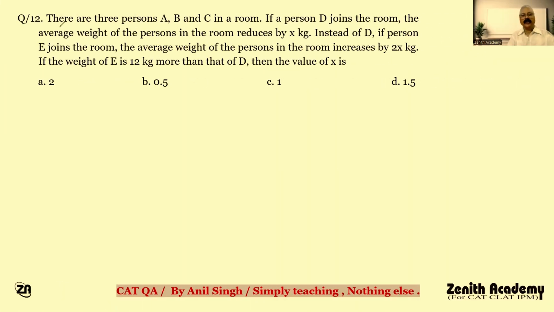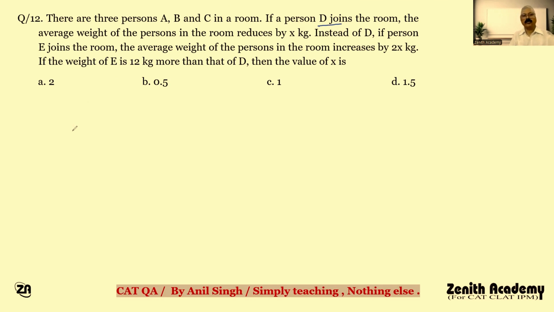In this question, there are three persons, A, B, and C in a room. If a person D joins the room, the average weight of the persons in the room reduces by X kg. Instead of D, if person E joins the room, the average weight of the persons in the room increases by 2X kg. If the weight of E is 12 kg more than that of D, then find the value of X.